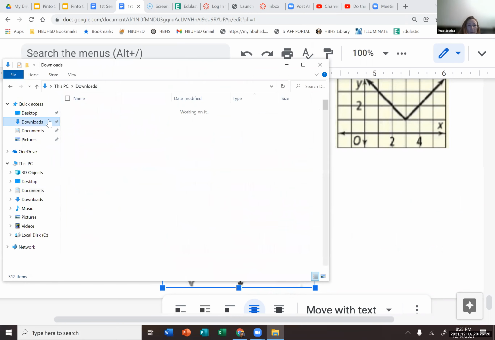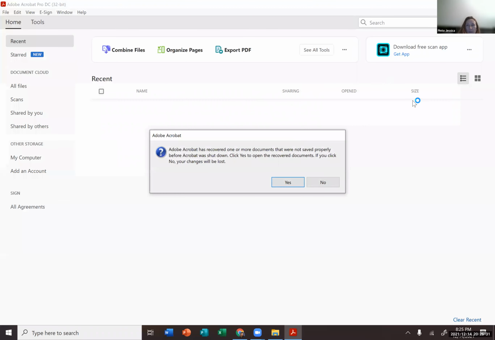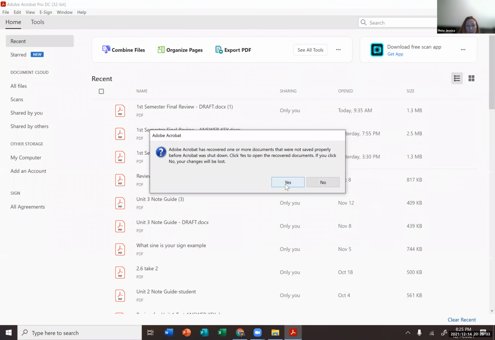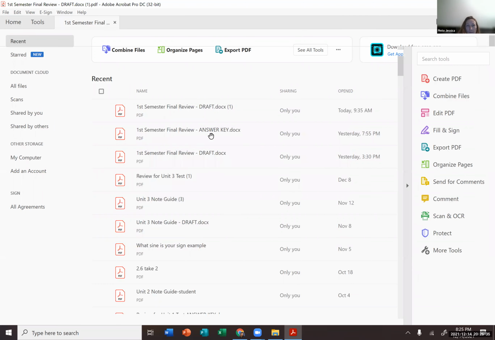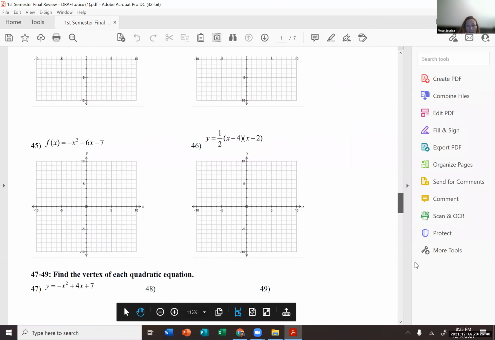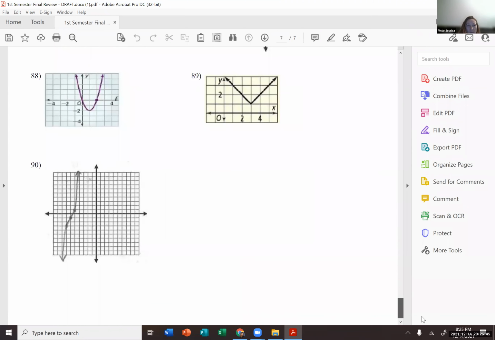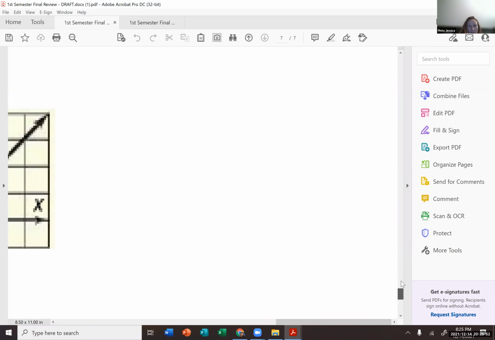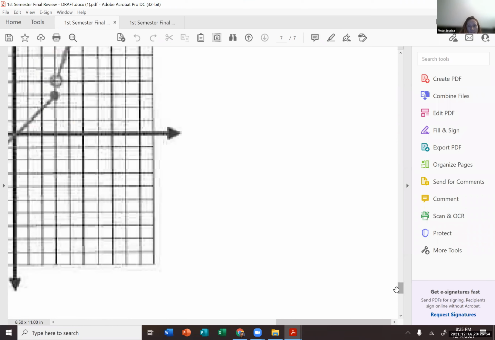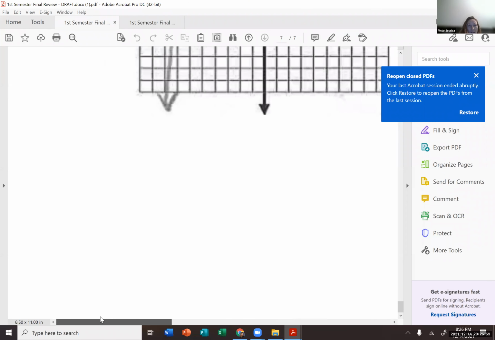It's downloads. First semester final review. And all the way down here. Okay, so this is what I hope it looks like for you. I don't know where it just went. I zoomed in really well. Okay, great. Where is it?